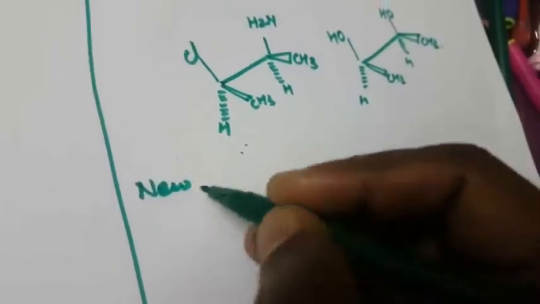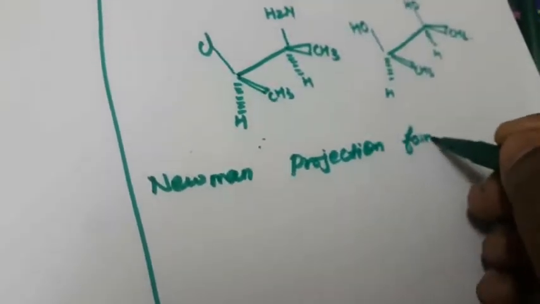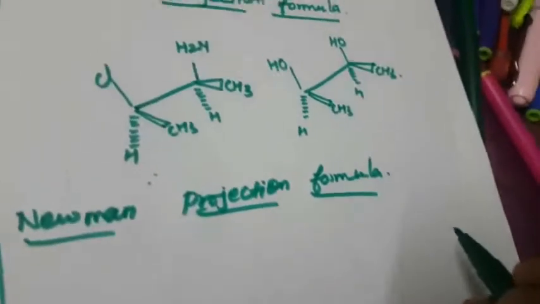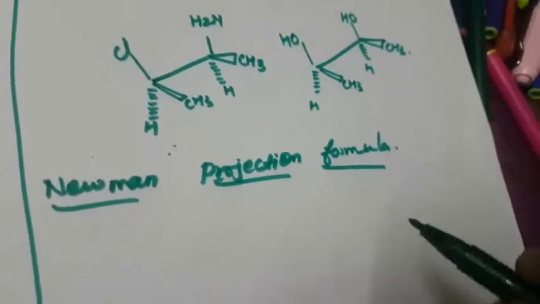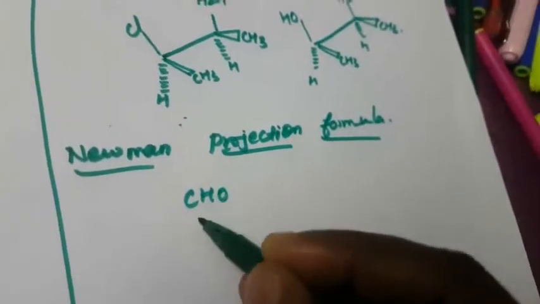Next one is the Newman projection formula. What is the Newman projection formula? Again, one carbon is behind the other, so that only the front carbon is seen. So this is one structure. How to draw the structure?